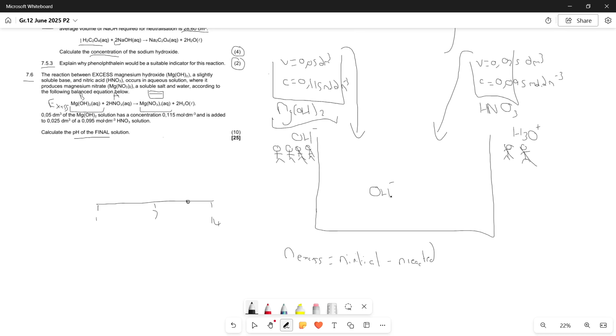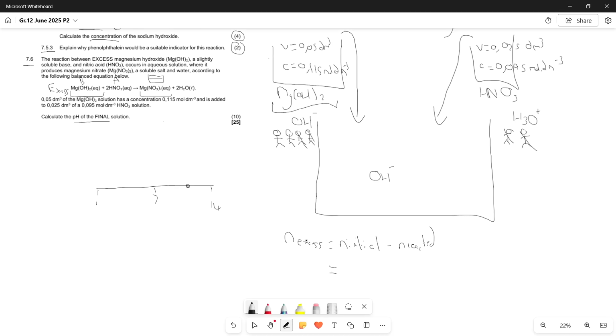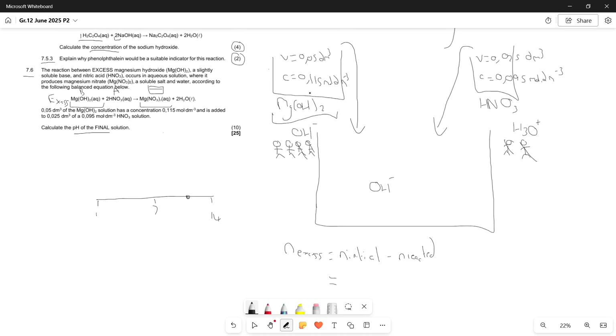Because we want to know how much is left. This will tell us the pH of the final solution. So this is the setup. The excess is how much is left, which means we have to take how much we initially had from our MgOH, which means we can calculate that in this beaker and subtract it from the amount that reacted.